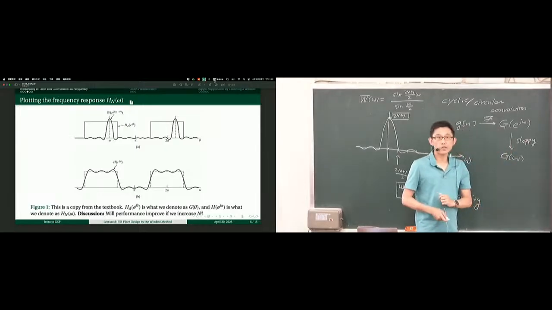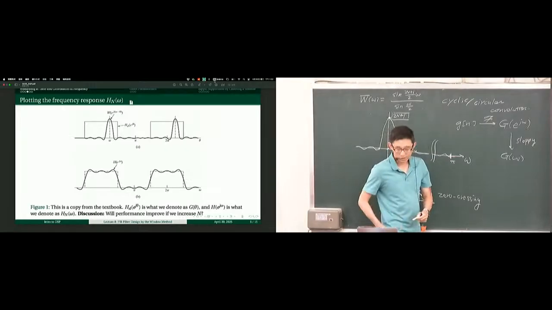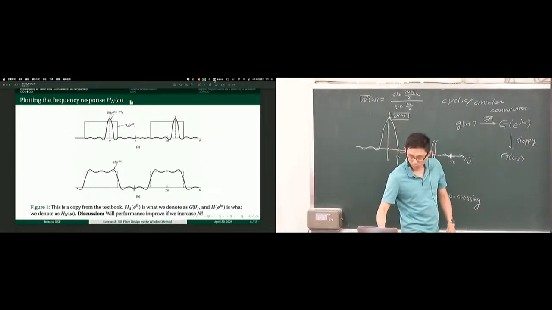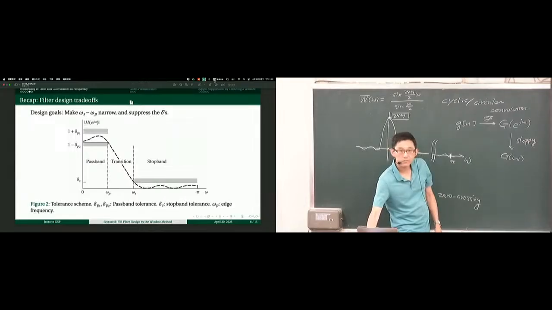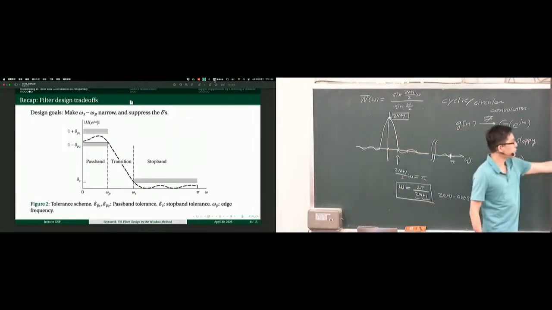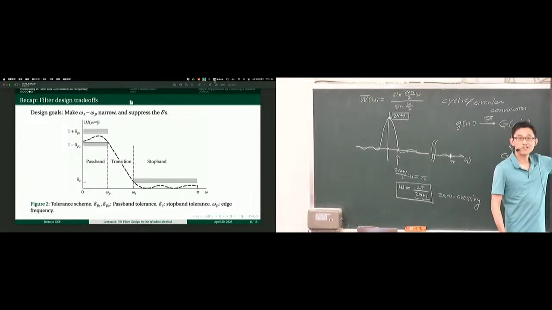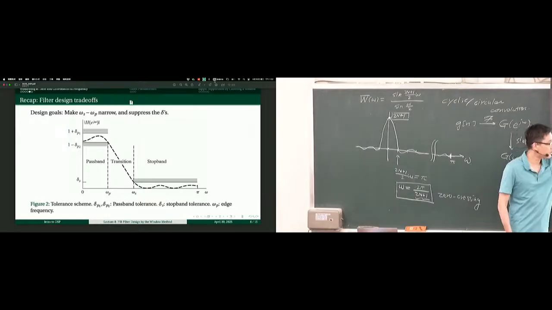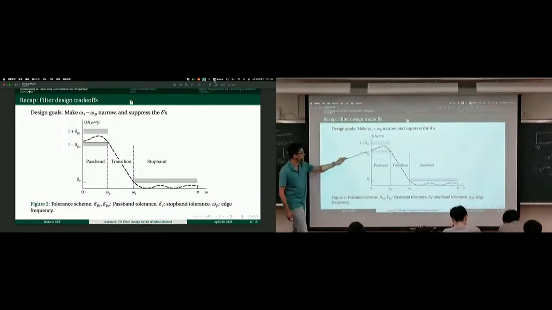But what is the no part? The no part, surprisingly, is that when we increase n, the largest ripple will not be suppressed. That might be the surprising part. Transition can be made narrower and narrower, but nevertheless, it's a pity that the largest ripple will not be suppressed. It will remain so large, and this is called the Gibbs phenomenon.